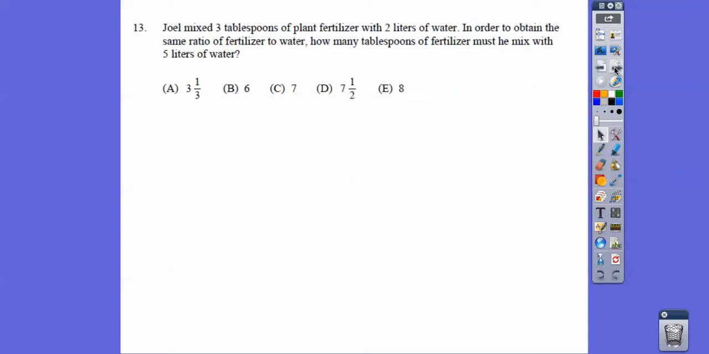So Joe mixed 3 tablespoons of plant fertilizer. This is another proportion right here, I think. So with 2 liters of water, in order to obtain the same ratio, how many tablespoons of fertilizer must he mix with 5 liters of water?